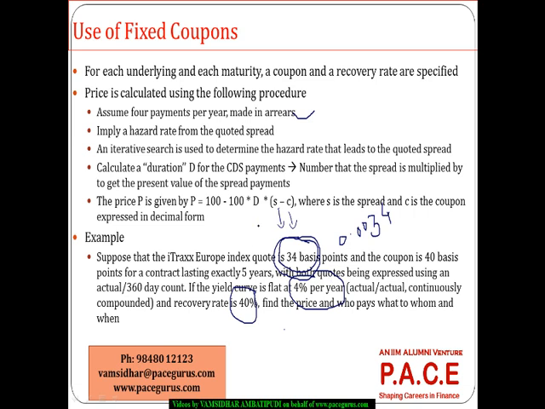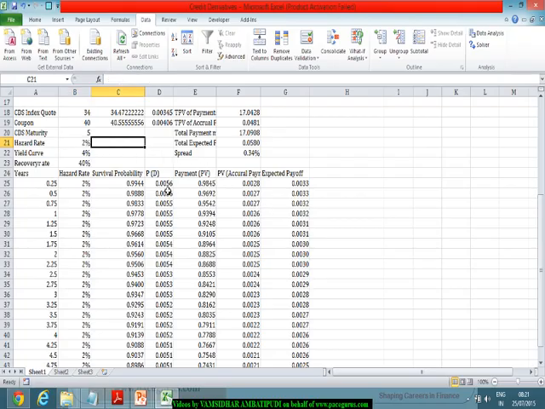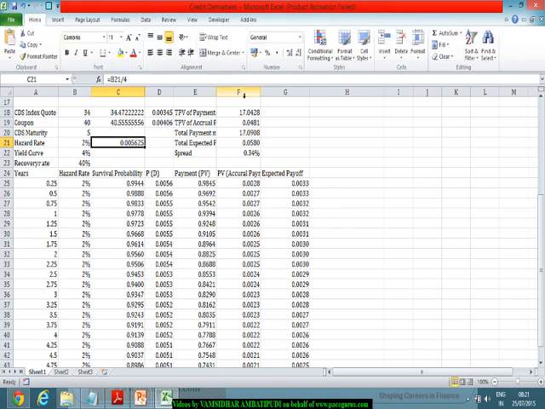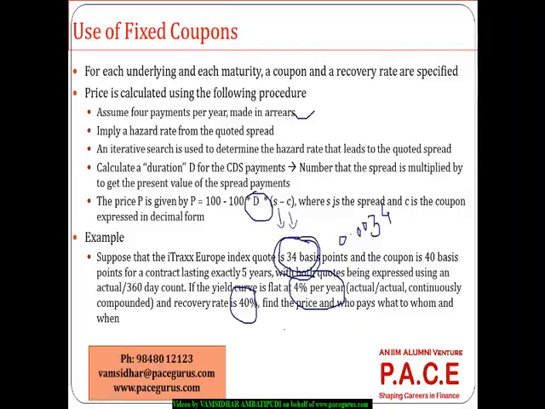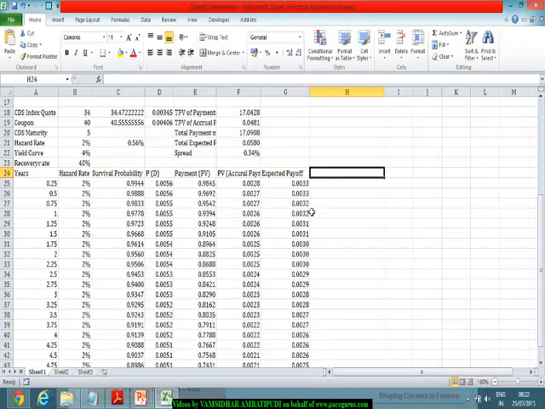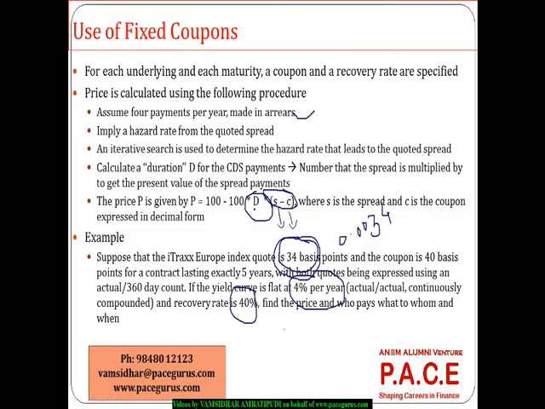Right, I am getting my hazard rate, and similarly I can work out, if required, on a quarterly basis as well, which means this number I am dividing by 4. I am getting the approximate quarterly hazard rate as well, around 0.56%. Fair enough. Now I also require the duration, because we might have to multiply this by the duration.